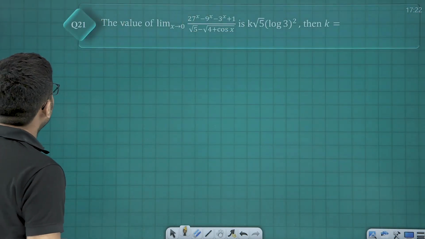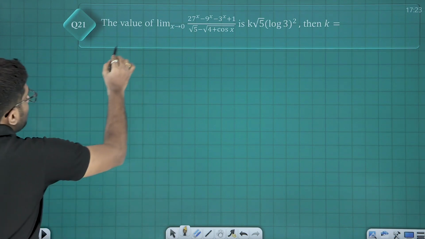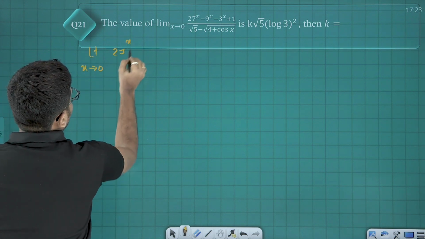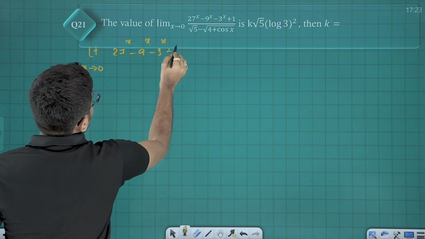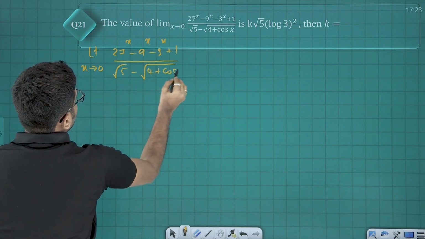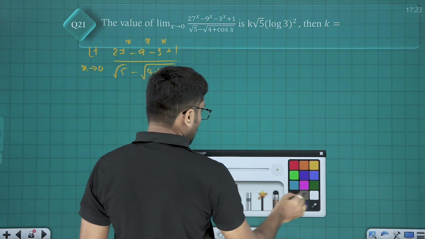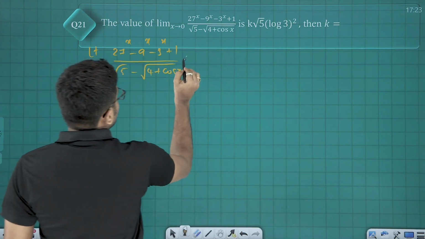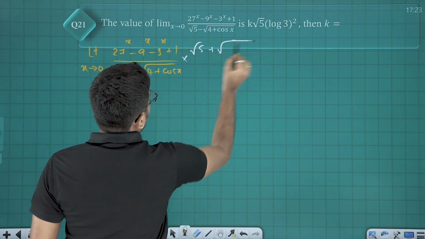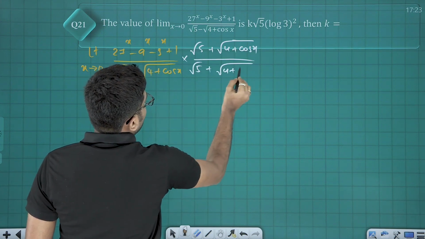Next. Now we will go with numericals, friends. The first question from numericals is from limits. Limit x tends to 0, 27 power x minus 9 power x minus 3 power x plus 1 divided by root 5 minus root over 4 plus cos x. So if you put x as 0, you are getting 0 by 0 form. So clearly you can't proceed with that. For that, what to do? Let's rationalize the denominator. First rationalize the denominator: root 5 plus root over 4 plus cos x divided by root 5 plus root over 4 plus cos x.